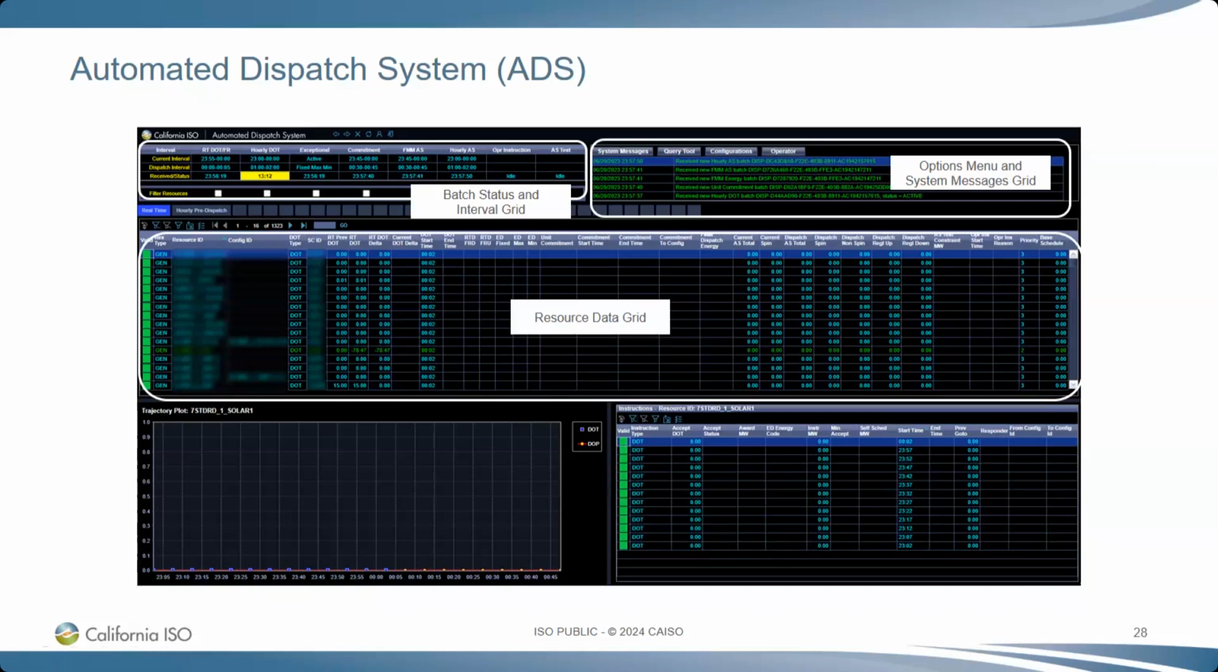There's also the resource data grid. That's the main display. This is where we're going to see resource ID specific data, so information about your resources will show there. Drew, I see your hand up.